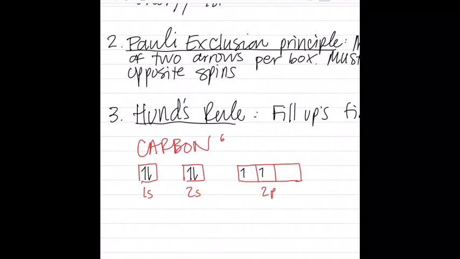Now, let's say that your orbital diagram, this is what this is, an orbital diagram, is already written, your arrows are already filled in. All you have to do is count the arrows and then find the element with that number of electrons. That's all that is. Okay, so let's do another one.